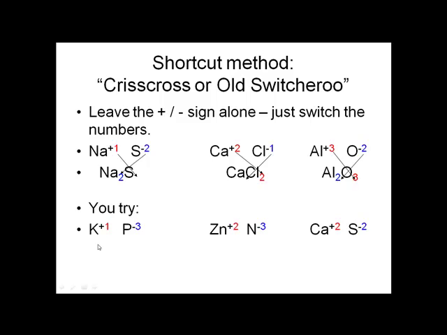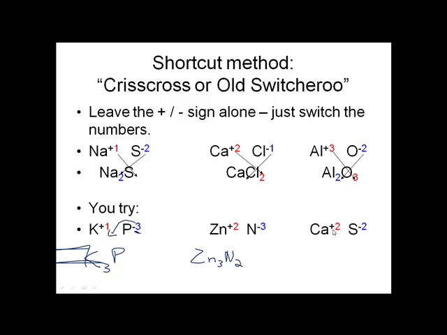All right, so for the first one, we see that there's a charge of -3 on the P. So that's going to come in. So it's just going to be K3P. Hopefully you can read that. This one, we have Zn as +2, N as -3. We do the old switcheroo. Zn3N2. And our last one, Ca +2, S -2.